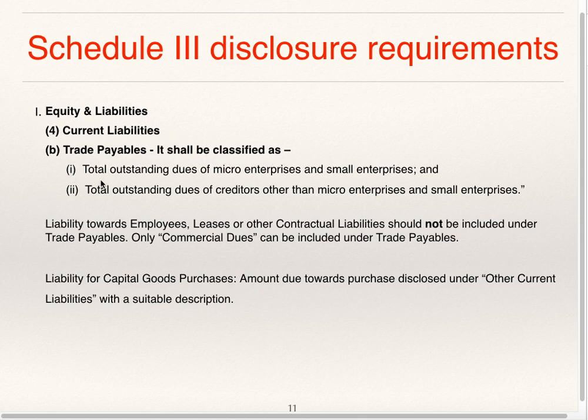Trade payables shall be classified as total outstanding dues of micro enterprises and small enterprises, and total outstanding dues of creditors other than micro enterprises and small enterprises. Liability towards employees, leases, or other contractual liabilities should not be included under trade payables. Only commercial dues can be included under trade payables. Liability for capital goods purchases, amount due towards purchase, is disclosed under other current liabilities with a suitable description.